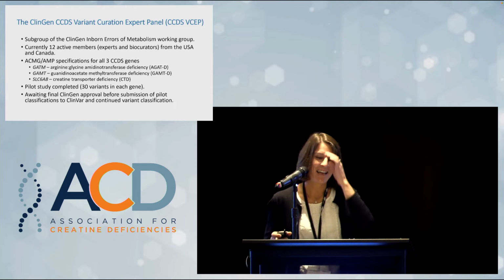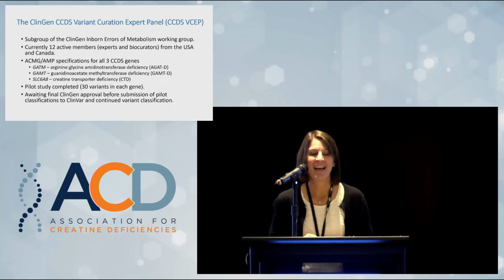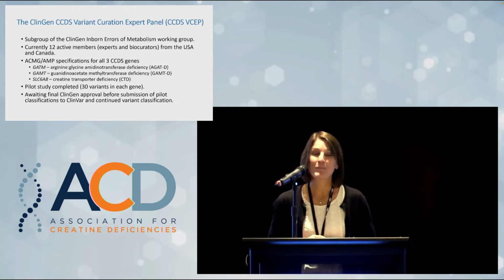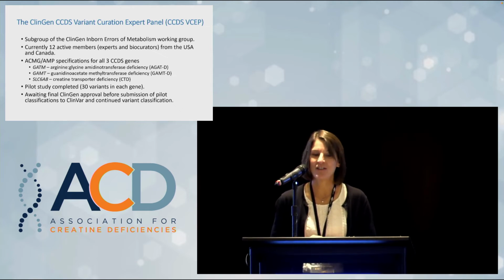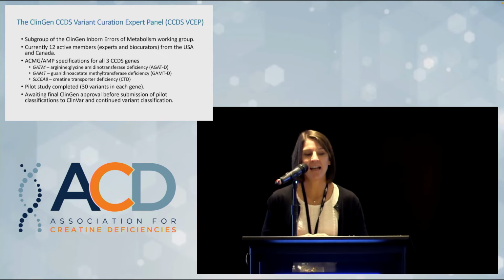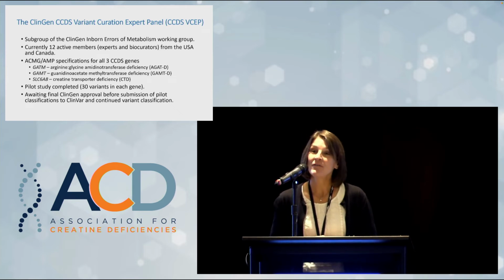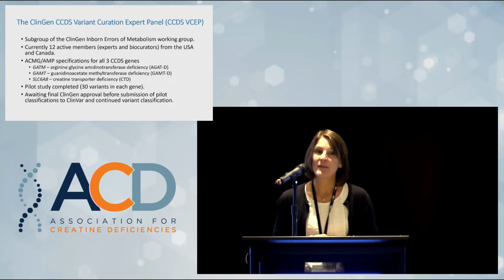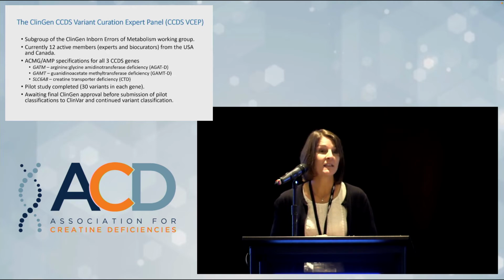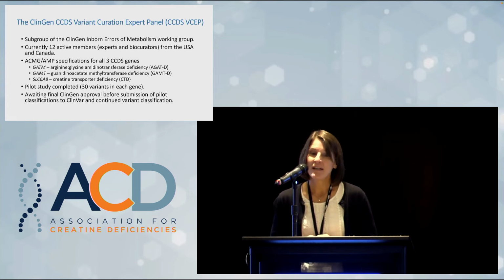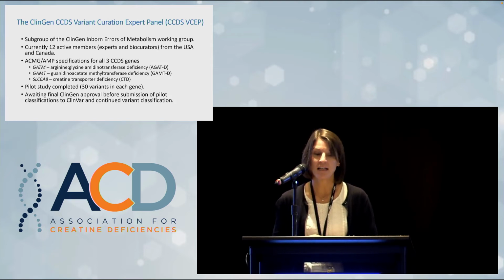So with that being said, and the reason we're here is that we have been working on a creatine deficiencies variant curation expert panel. We currently have 12 active members from the USA and Canada, and we have specified the ACMG AMP criteria for the 3 CCDS genes. We've completed our pilot study, so we've looked at 30 variants across the genes, so 90 in total. And we're awaiting our final ClinGen approval before we can submit those pilot classifications to ClinVar and then continue with our variant classification process.